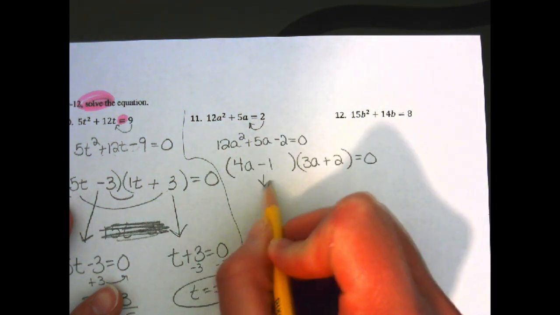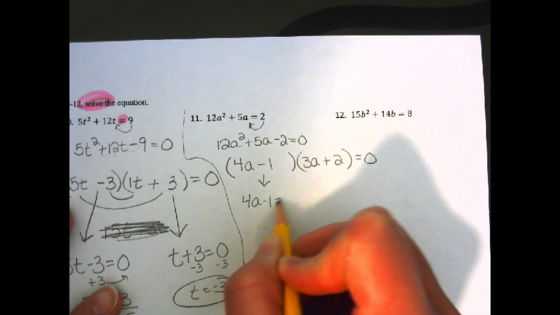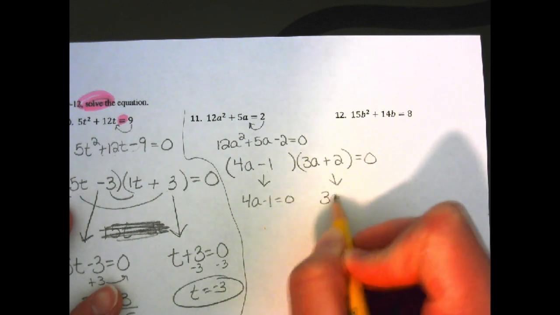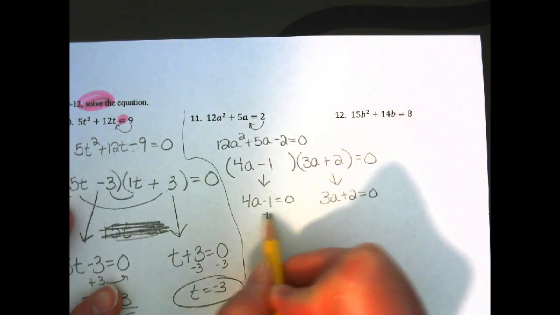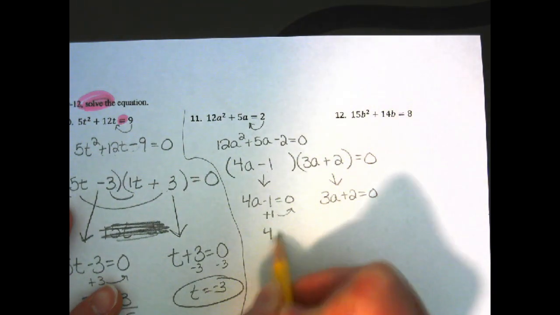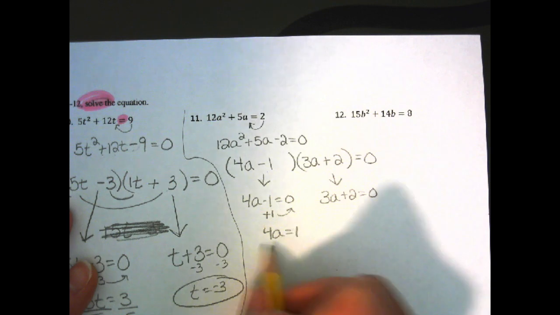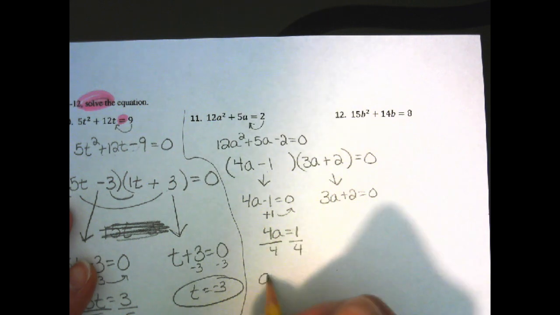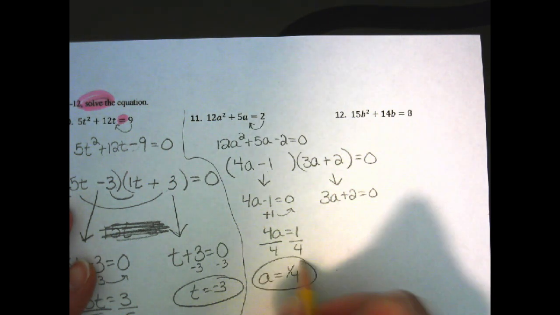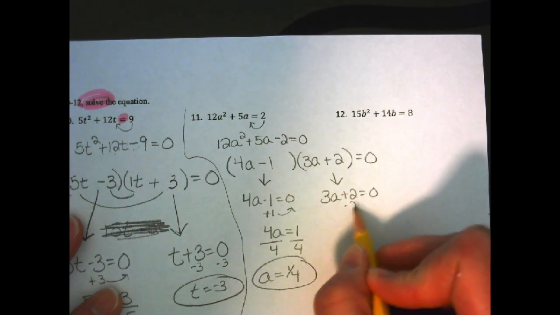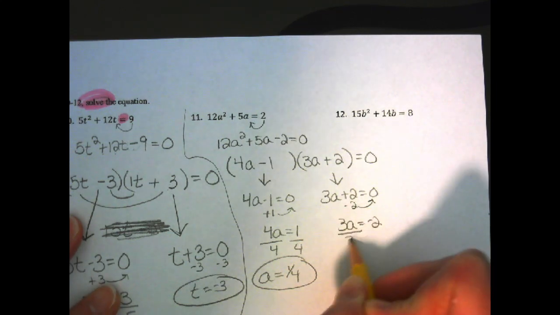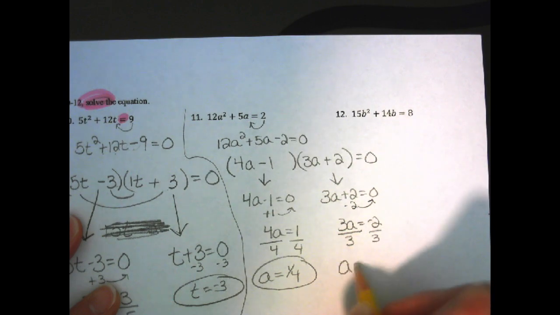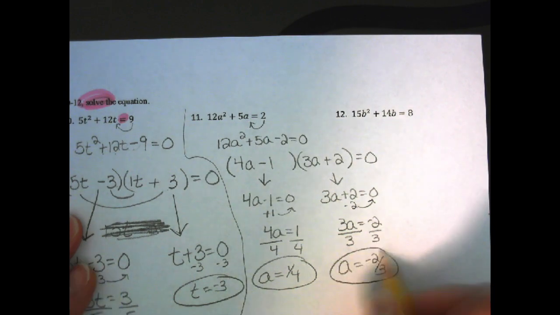And then you would set each one of these equal to 0, and then you would solve it. So you would move the 1 over to the other side, and then I would divide off the 4. And so there's one answer. I would move the 2 over to the other side, and then I would divide off the 3. And then there's my other answer. Notice they're both fractions, okay?